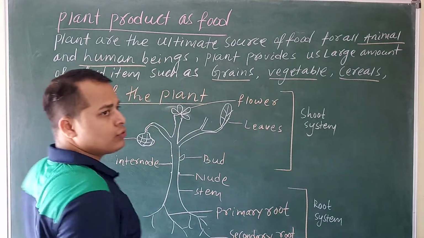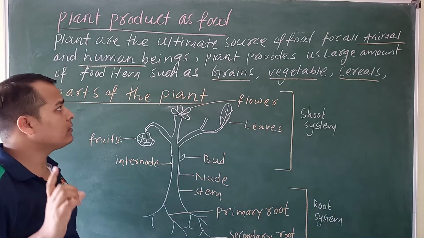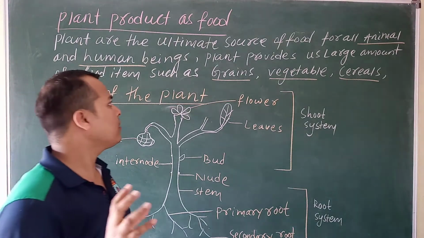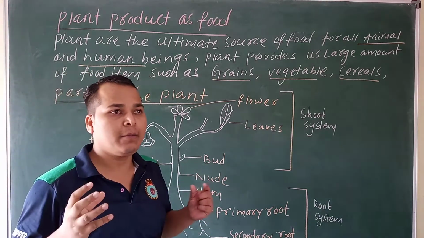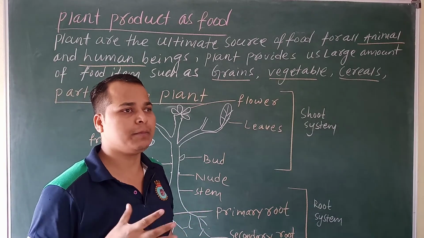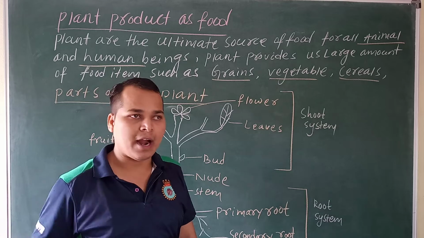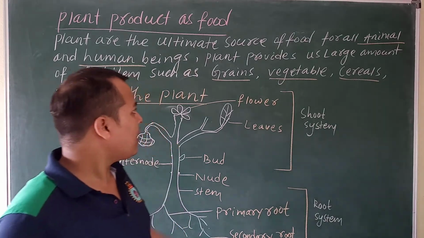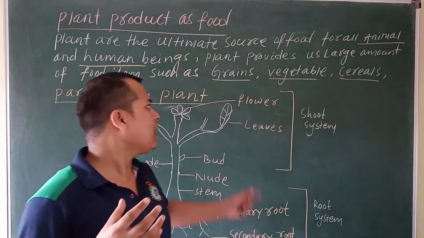Plants are the only source which provides food to all animals and human beings. Food items may be from animals, and food items may be from plants. The food items we get from plants are, first, grains.